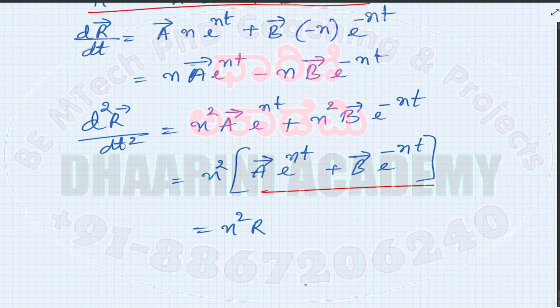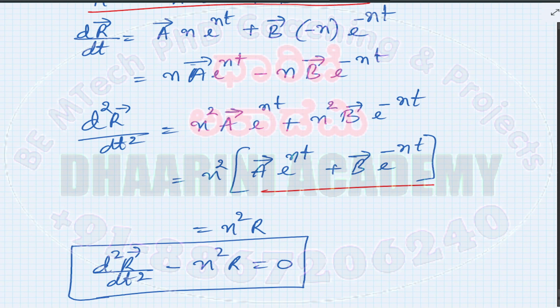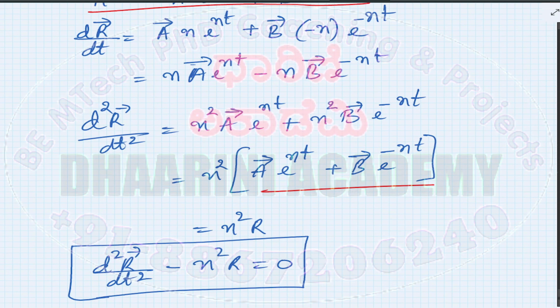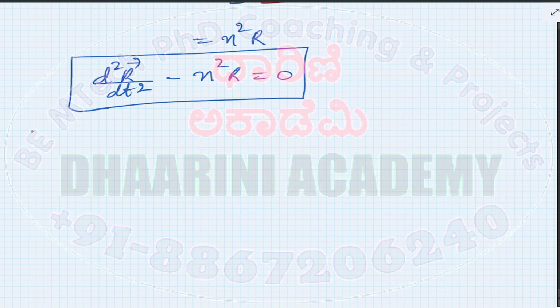Now take this to the left side. That means d square r by dt square minus n square r, and the right hand side becomes equal to 0. So this is what they have asked to prove. I can go back and check: show that, this is what they have asked to prove, and we have the same answer here. Okay, that's the solution. Let's move on to the next question.